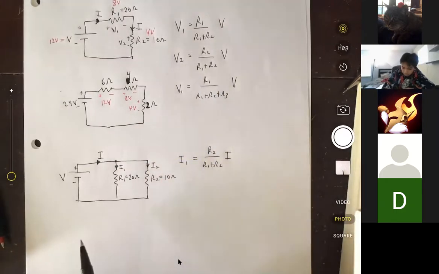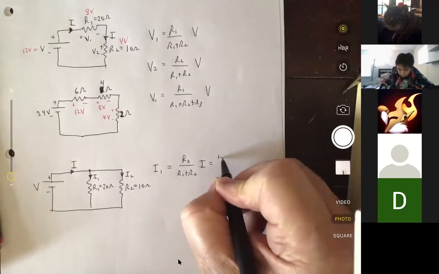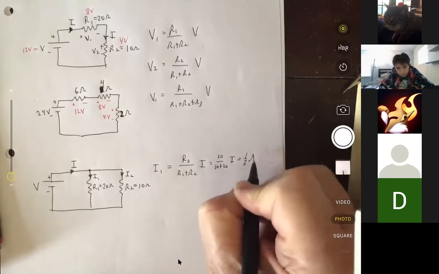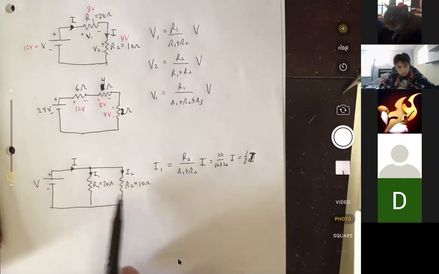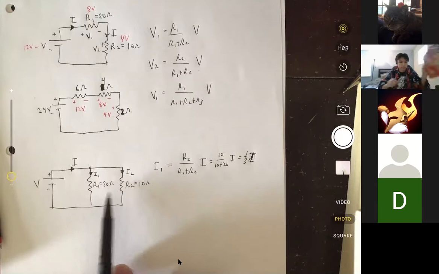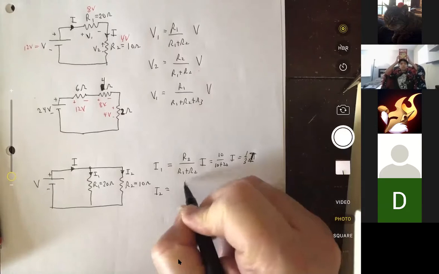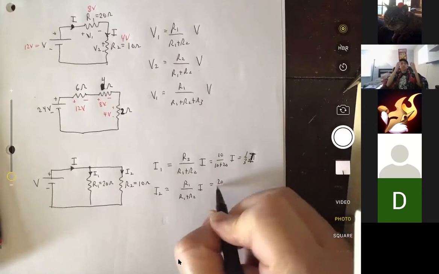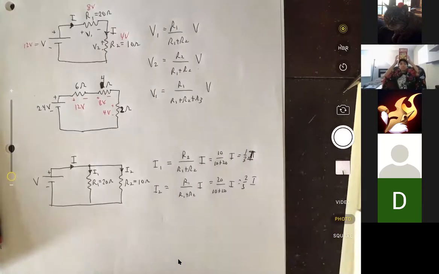Here, it's the other resistor that gets to be in the numerator. So I1, in this case, ends up being 10 over 10 plus 20 times I, or 1/3 I, and it only gets 1/3 of the current because its resistance is twice as big as R2. Whereas the current through I2 is going to be R1 over R1 plus R2 times I, or 20 over 10 plus 20 times I, or 2/3 of the current. You see what I mean?